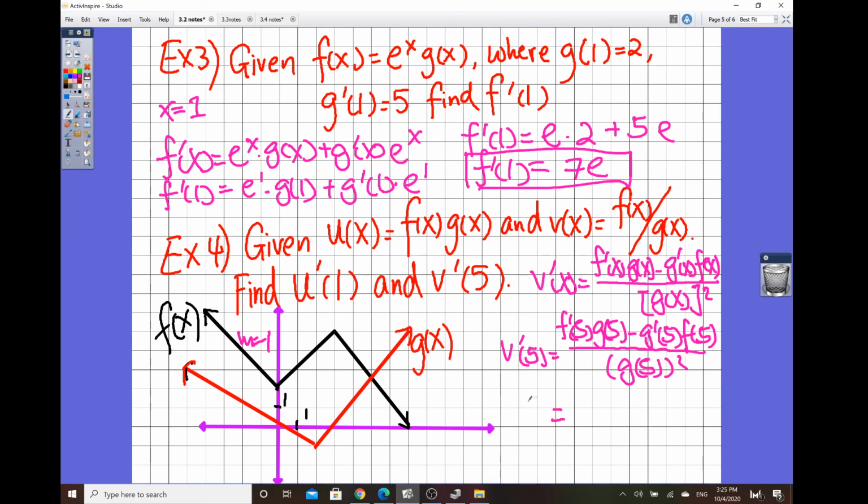So let's find out what g of 5 is. So g of 5, 1, 2, 3, 4, 5 up here. So this one is about, I would say, 2.5 or 2.6. Okay, let's just put in 2.5. So g of 5 is 2.5. And now let's find out f prime of 5. So at 5 here, what's the rate of change of f of x? So count it, rise over run, 1, 2, 3, 4, 5, 1, 2, 3, 4. So it's negative 5 over 4, negative 1 and 1/4, which is negative 1.25.